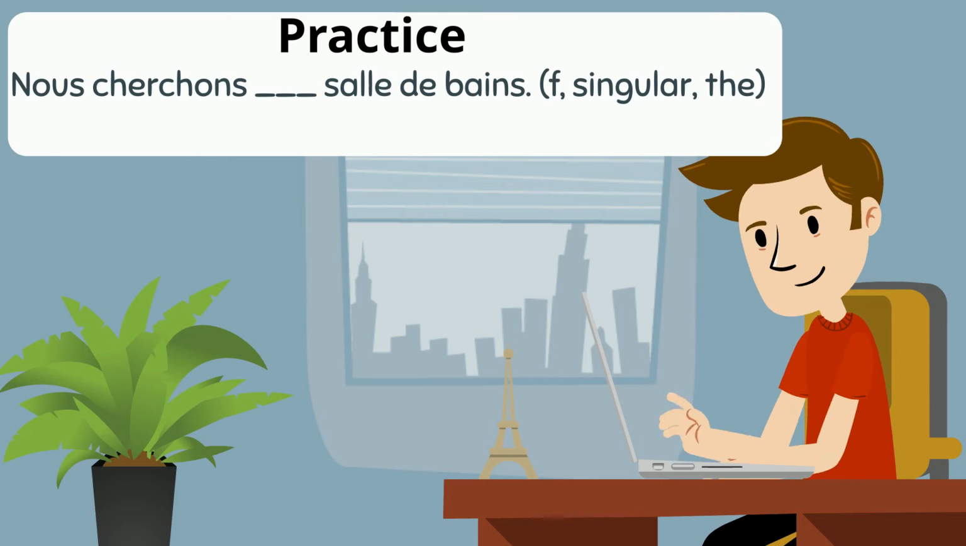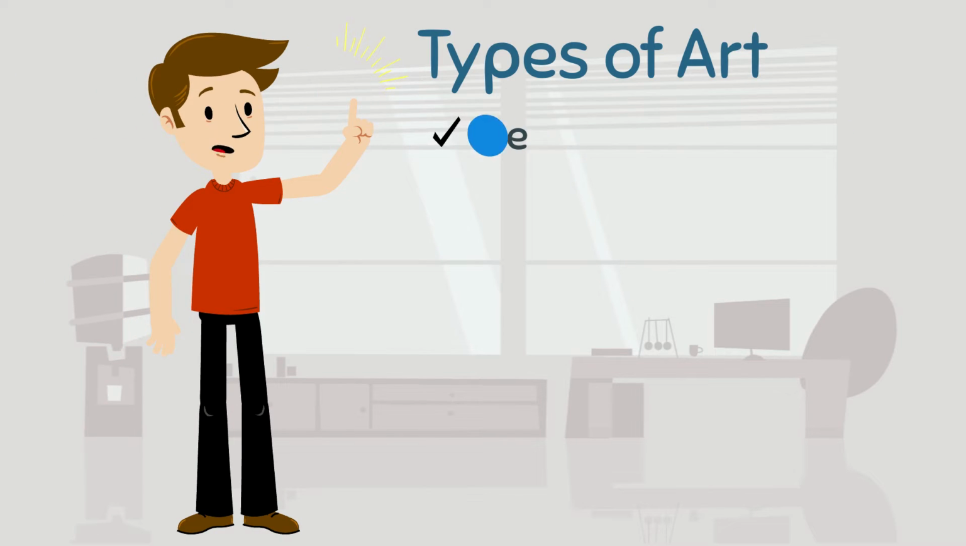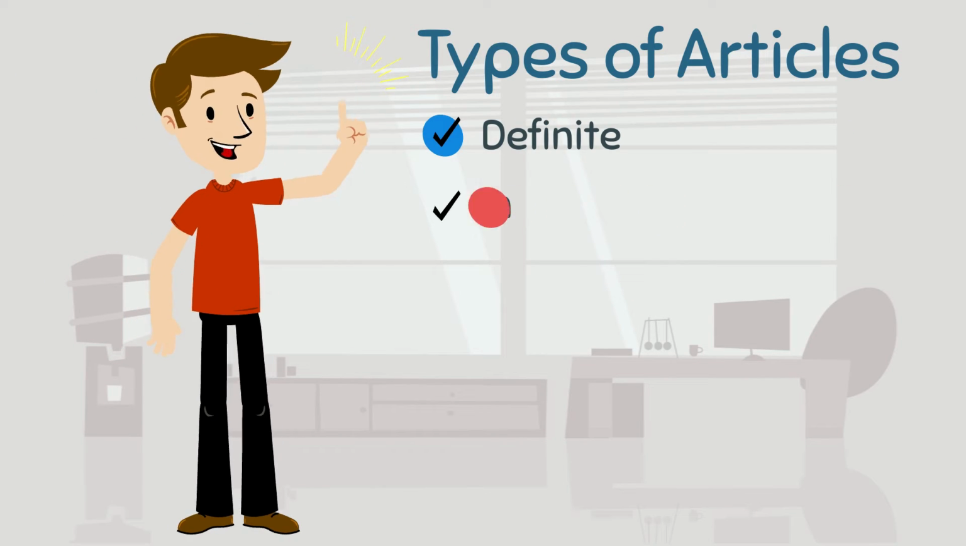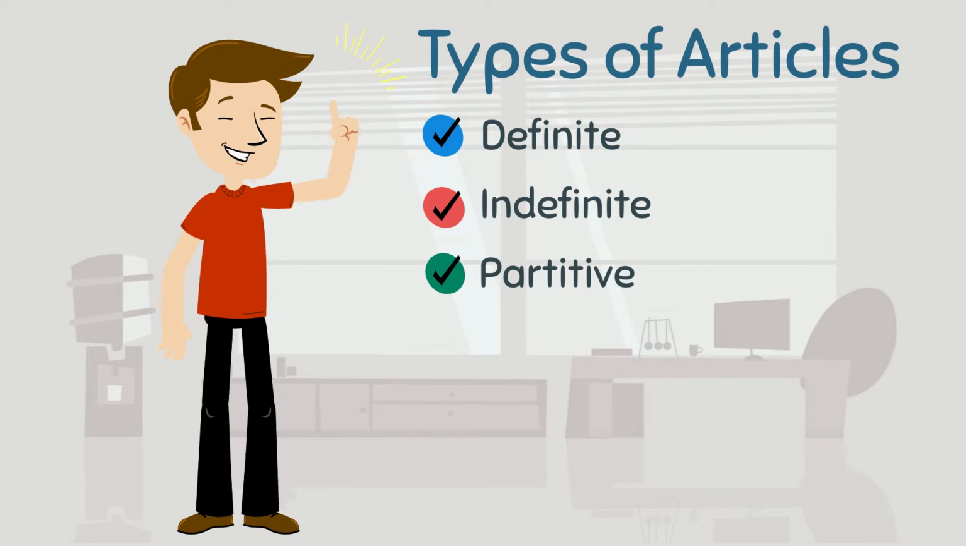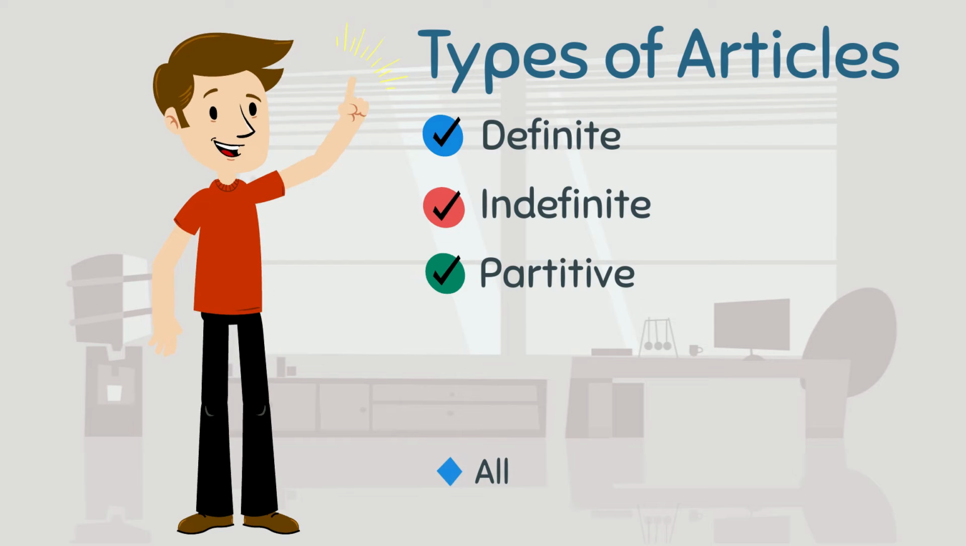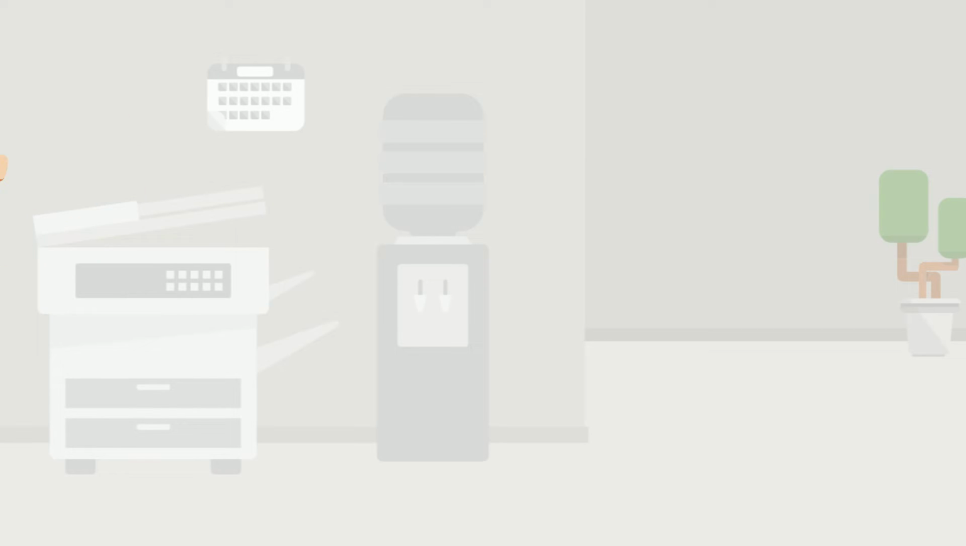So let's get started. There are three different types of articles in the French language: definite, indefinite, and partitive, and each of them assigns a gender. Very important for later on with nouns and vocabulary.